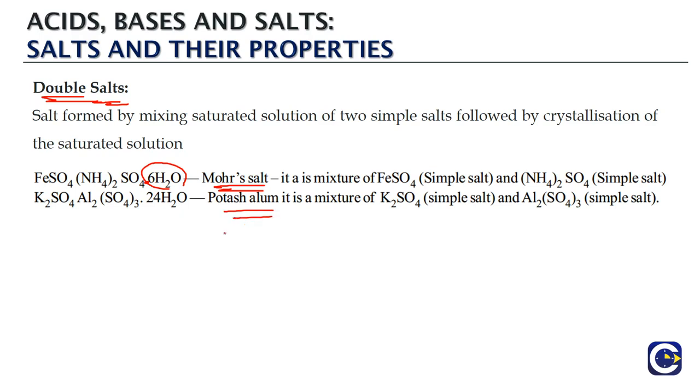Similarly, potash alum that is used in even purification of water, K2SO4·Al2(SO4)3·24H2O. So each molecule of this potash alum will be having 24 water molecules. This is called as water of crystallization.